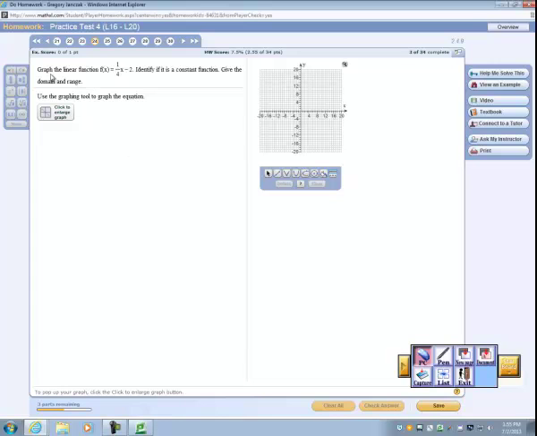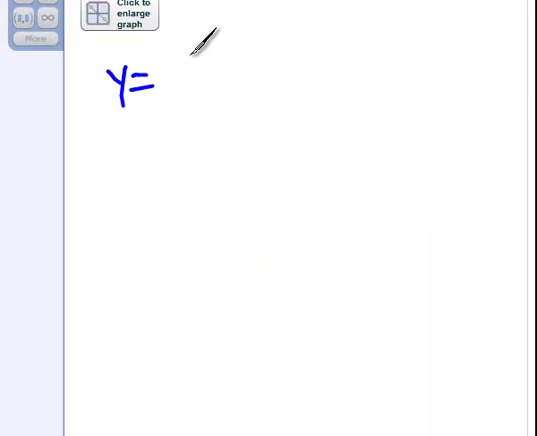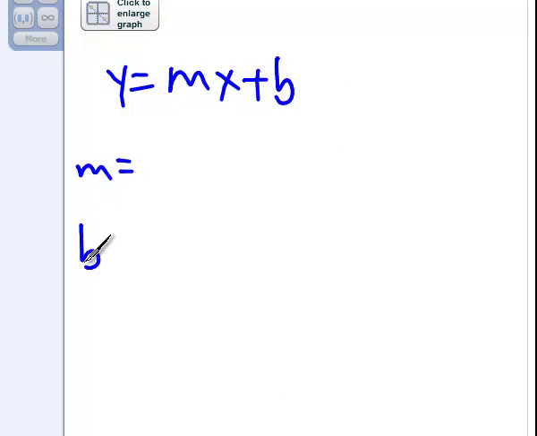Okay. Graph the linear function, identify a constant function, give the domain and range. Okay, you can use any method you want. Probably the easiest one to use would be the slope-intercept method. So basically, what would be your slope and what would be your y-intercept? Well, slope-intercept method is y equals what? Good, mx plus b. Well, what's m? 1/4. What's the b? -2.